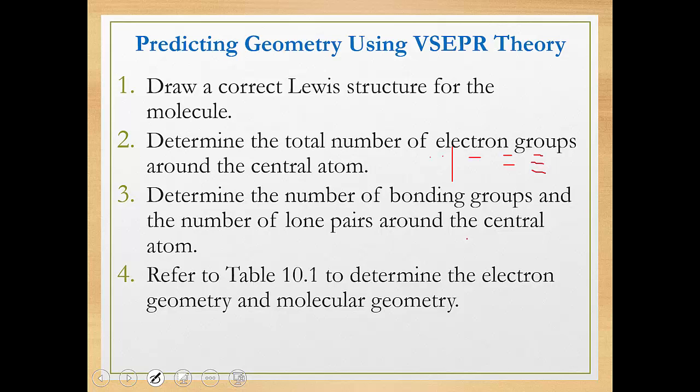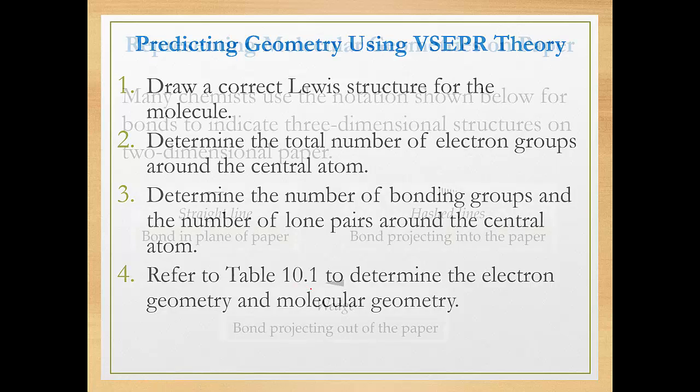And then refer to table 10.1 until you kind of get the hang of it, until you can look at it and see them. So you can look at table 10.1 to determine the electron geometry and molecular geometry. Now, do know that eventually you should be able to say what that is without referring back to the table. But starting out here, go ahead and use that table as much as you need to. We will kind of evaluate where we are before we get to the next test on that.